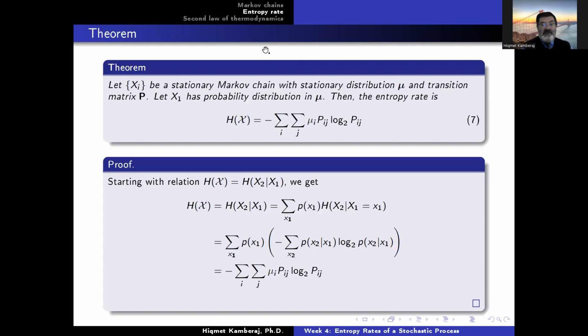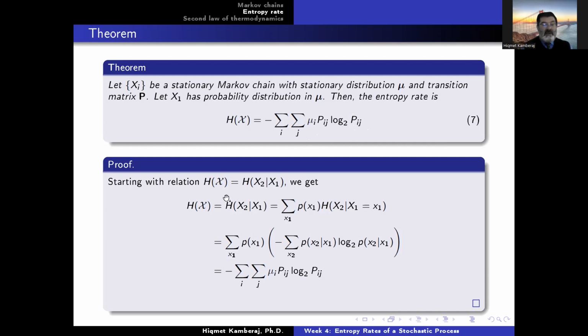Now comes another theorem. Let Xi be a stationary Markov chain with stationary distribution mu and transition matrix P. Let X1 have probability distribution mu, then the entropy rate is as follows: H of chi is equal to minus the sum over i, sum over j, of mu_i, P_ij, log with base 2 of P_ij.